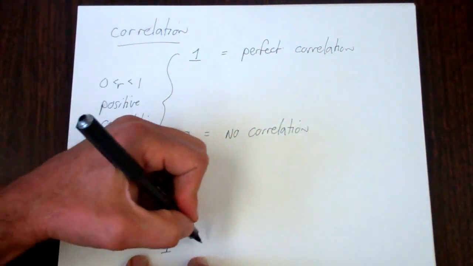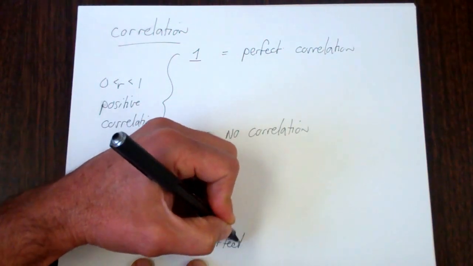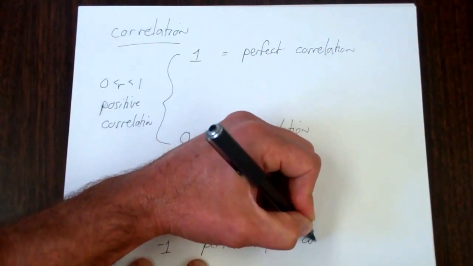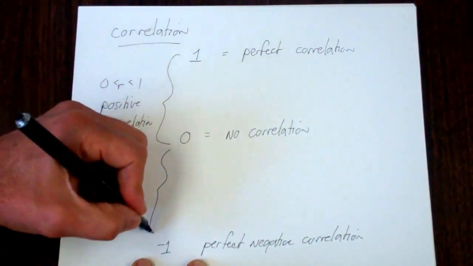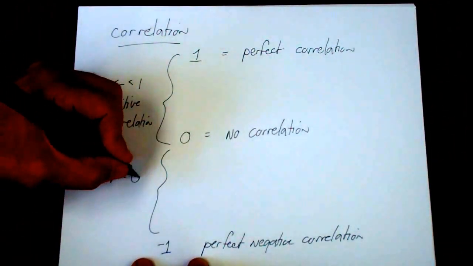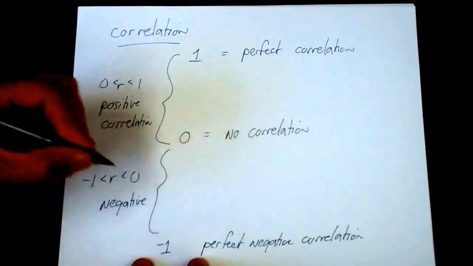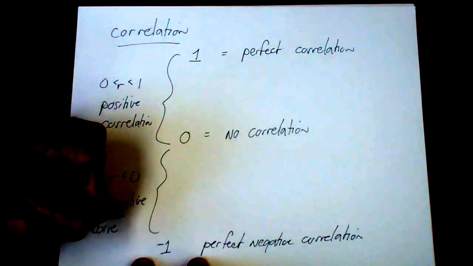-1 is also going to be a perfect correlation, but in this case a perfect negative correlation. And values between 0 and -1 will be called negative correlations. Sometimes they're called negative associations. Same meaning.